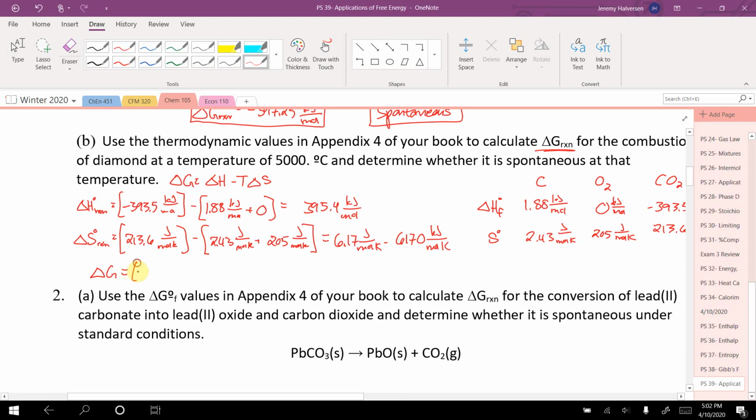So delta H is going to be 395.4 kilojoules per mole minus T, which is 5273 Kelvin, times delta S, which is 6170. Oh, I did that backwards, didn't I? I did. That's not true. Let's change them to kilojoules. This becomes 0.00617. There we go. 0.00617.